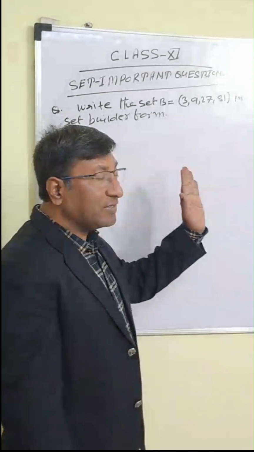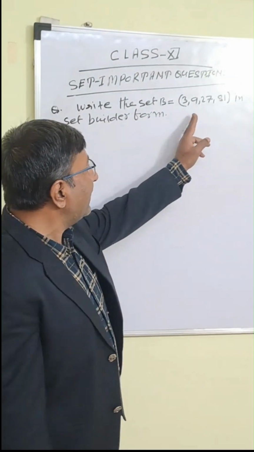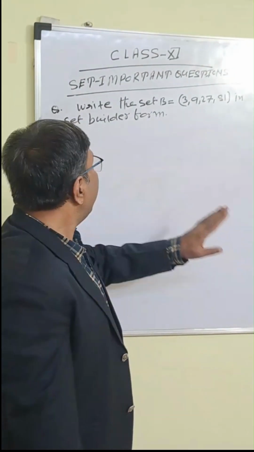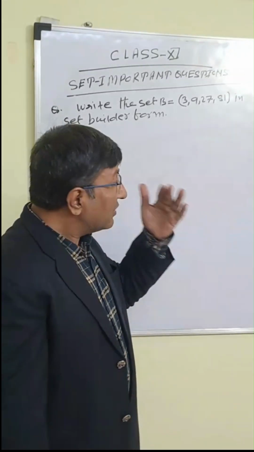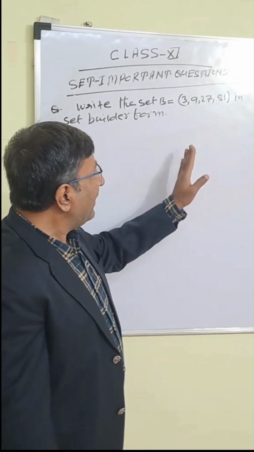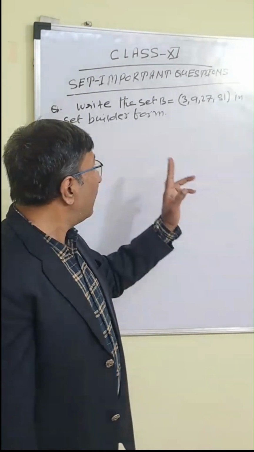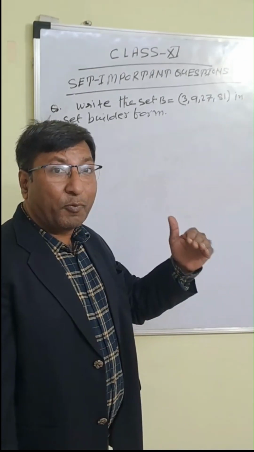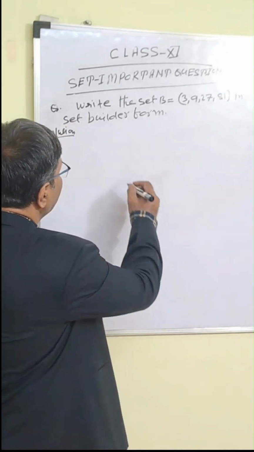Question is, write the set B = {3, 9, 27, 81} in set builder form. Set builder form is what? We have to convert this set from roster form. That is what? Set builder means what? In a properties form. So correct answer is what?